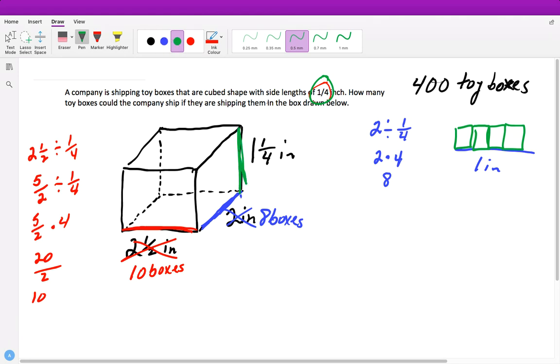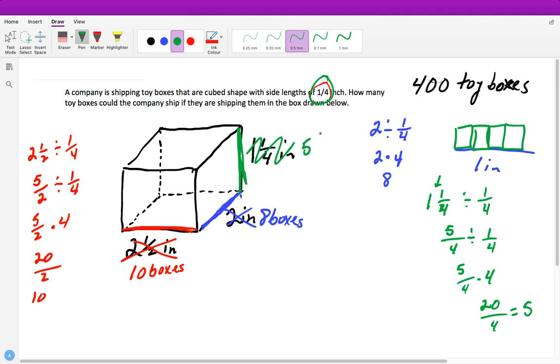So how many can we fit in the height of the box? So same thing. We do the distance or the length of that side, and we divide it by 1/4 because that's how long each box is, and that will tell us how many can actually fit in that total part. Well, we need to rewrite this as an improper fraction. So 5/4 divided by 1/4. 5/4 times 4, and it becomes 20/4, which is 5. So we can then stack 5 boxes on top of each other.